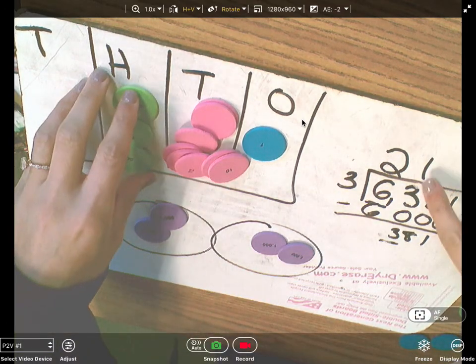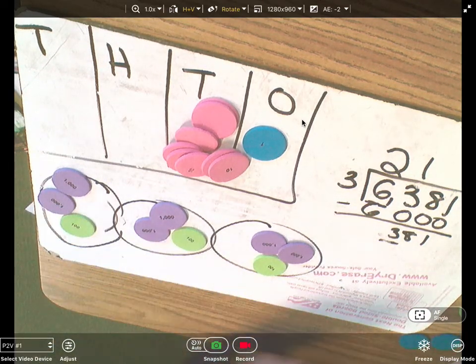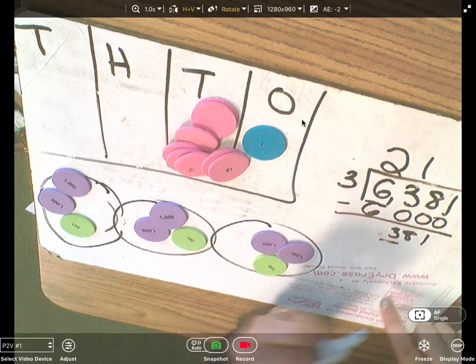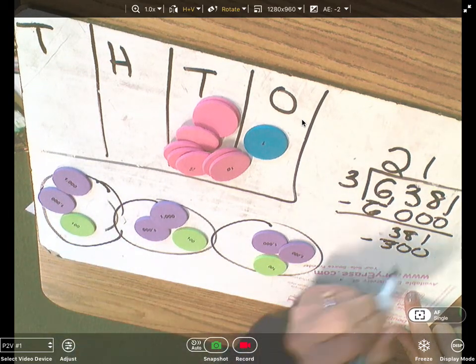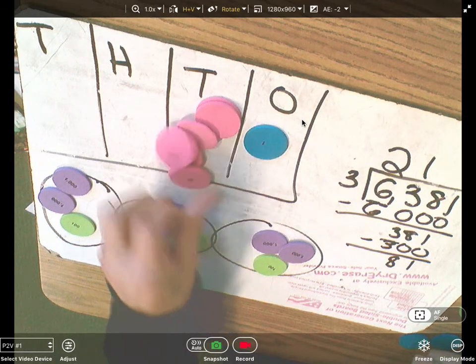That means I'm going to give in my hundreds place everybody 100. So I'm going to put 100, 100, 100. Guys, if I've given away 100 to 3 people, I've given away 300. So I'm going to take away the 300, 100, 200, 300 that I've given away. And now I have 81 left. I have 8 tens and 1 one.